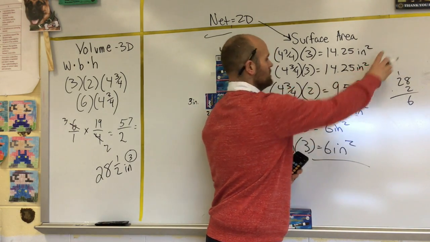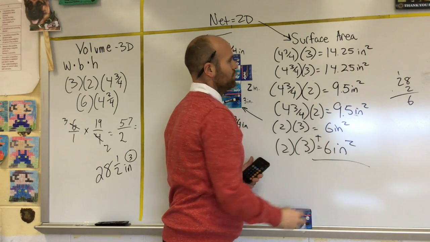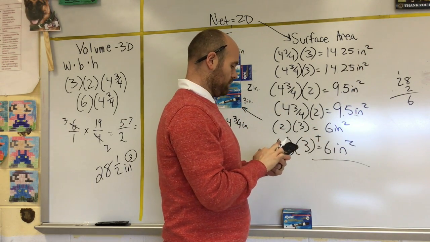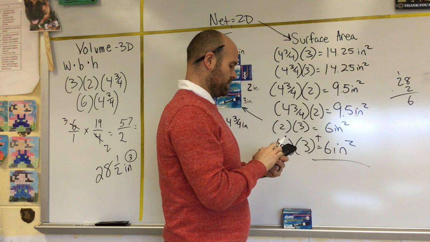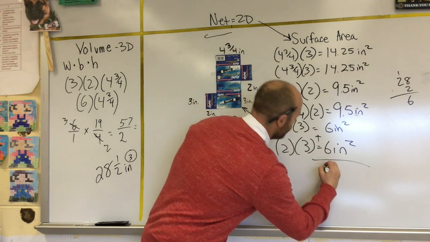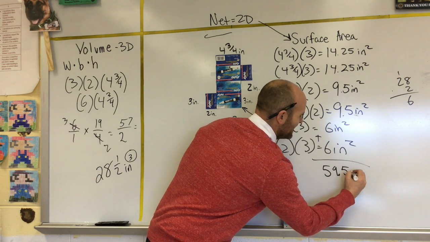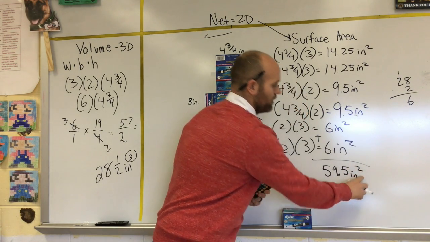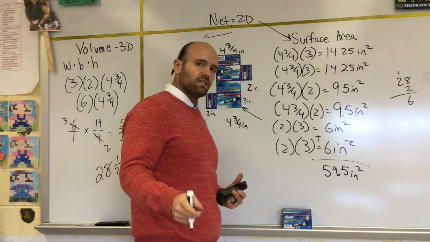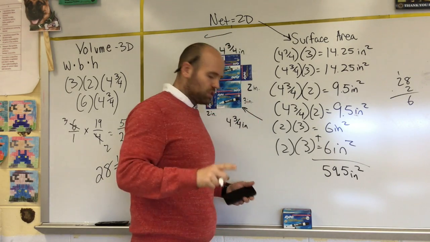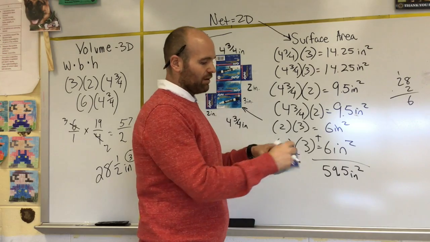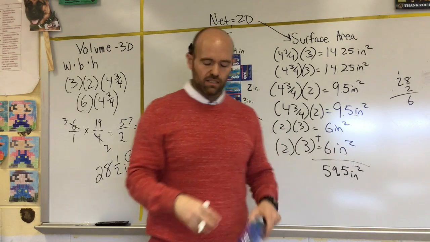And I need to add these as well. Just adding them all together. Plus 14.25 plus 14.25. We get a total surface area of 59.5 inches squared. Why squared? Once again, we broke this up into a net. It's two-dimensional. We're looking at the outside, not how much can fit in the inside.